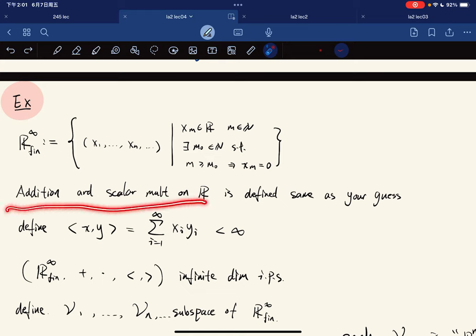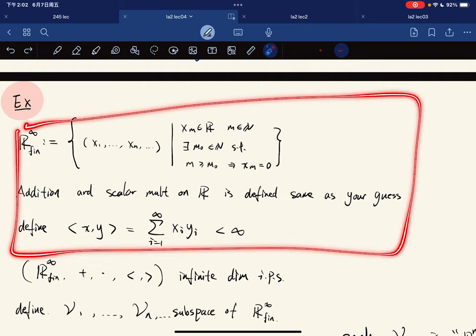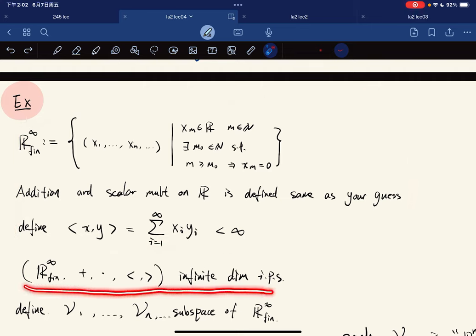Addition and scalar multiplication on R infinity finite are defined as you would guess: component-wise addition and component-wise multiplication. It is definitely closed, as you can check. And we define their inner product xy as in the Euclidean spaces. This series definitely converges because it is a finite sum, since x and y are both finite. So with this setting, we have an infinite dimensional inner product space.